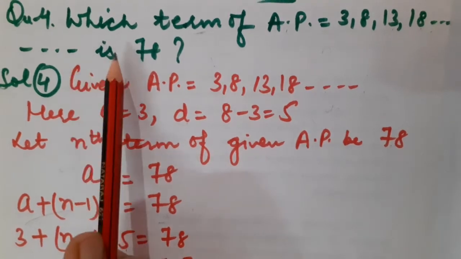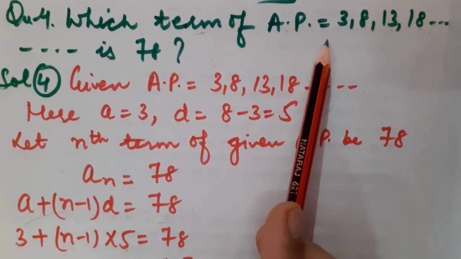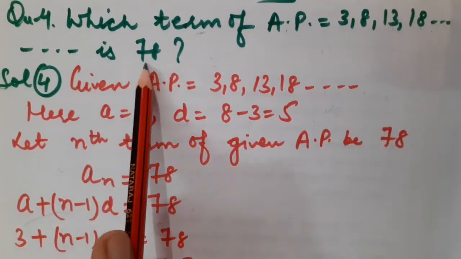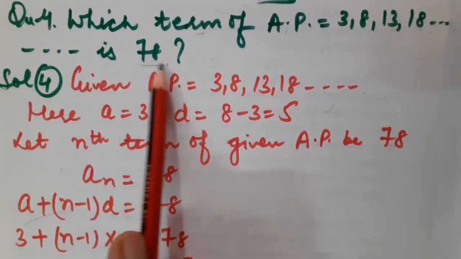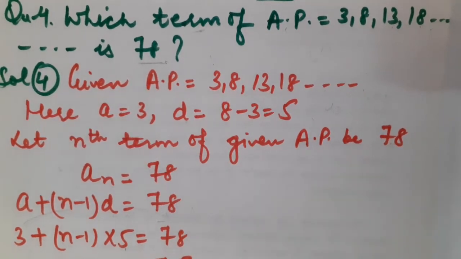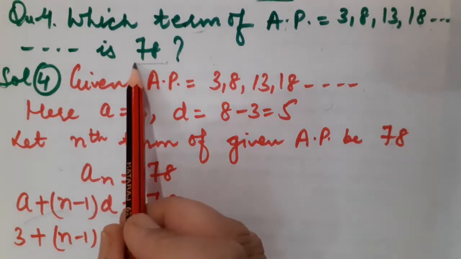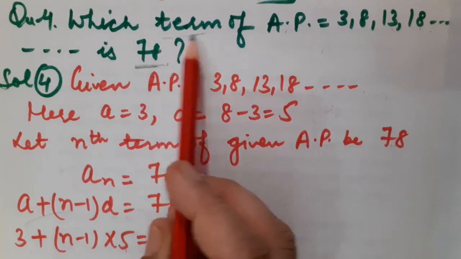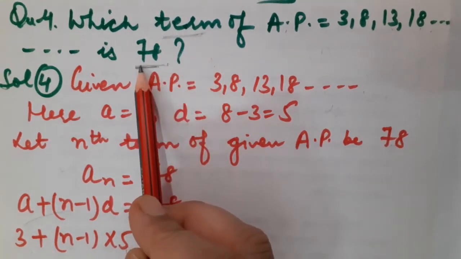So the question is, which term of the AP 3, 8, 13, 18 and so on, is 78? Whenever, children, it is given in the question which term is 0, which term is 100, which term is 78, it means you always have to consider it to be the nth term. Whatever term is given, you have to just consider that as the nth term so that you can come to know which term it is. Means you have to basically find n in this question.